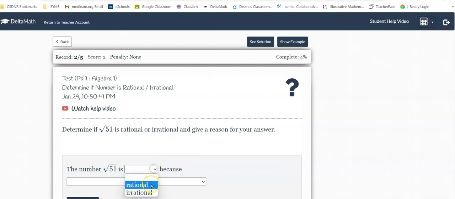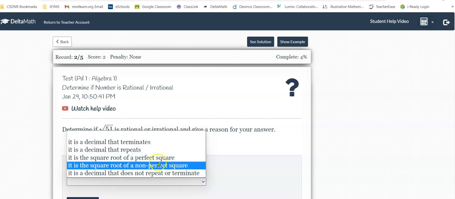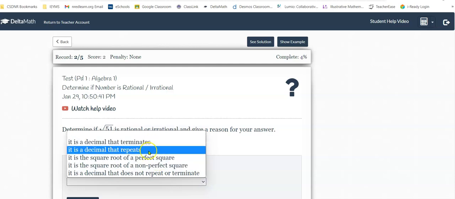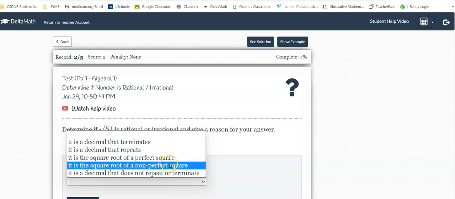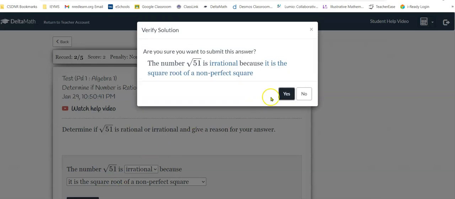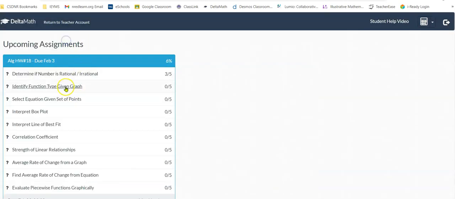So this one is irrational, and it was not presented as a decimal, so all of these decimal options are wrong. And so we have to choose one of the square root options because it is given to us in square root form. The square root is not perfect, therefore it is not a rational number.